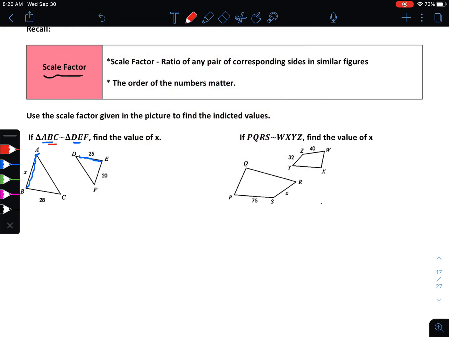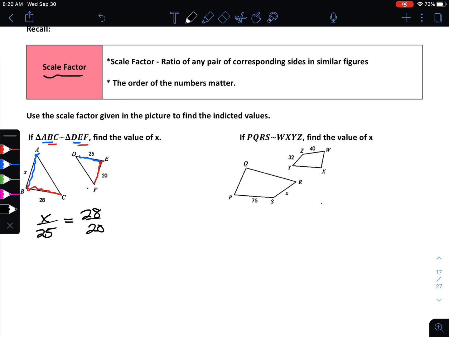It also tells us that BC matches with EF. So BC is 28, EF is 20. Good news, we've got our two matching sides, so let's set it up. x matched with 25, and then going in that same direction, 28 matched with 20.